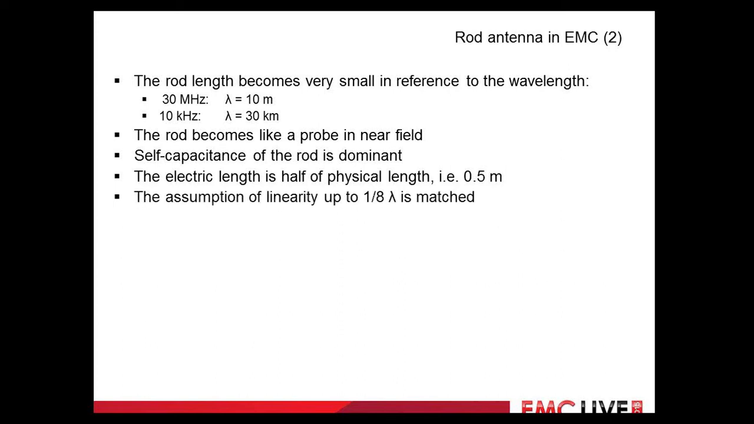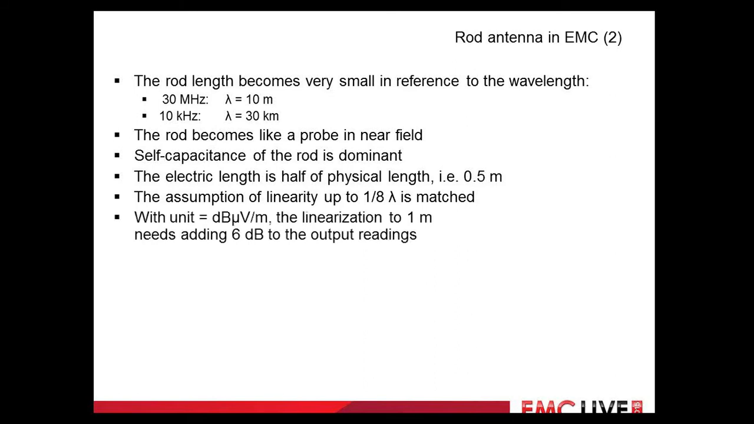The assumption of linearity, as we said, below 1/8 of the lambda is matched. And of course, since we are going to use the unit dB microvolt per meter, in order to linearize to 1 meter, we will add 6 dB to the readings we will make with the spectrum analyzer or receiver.